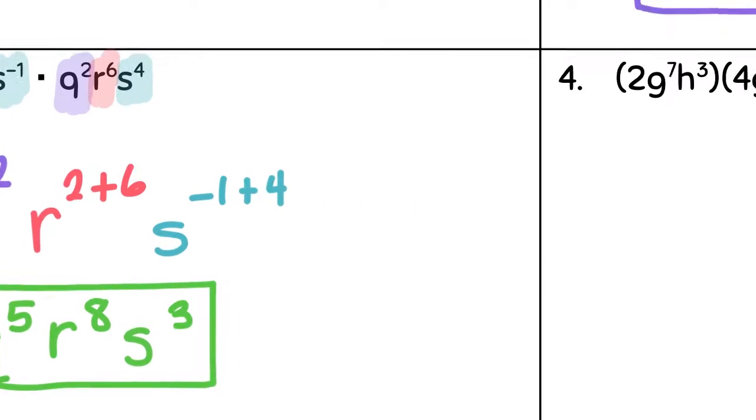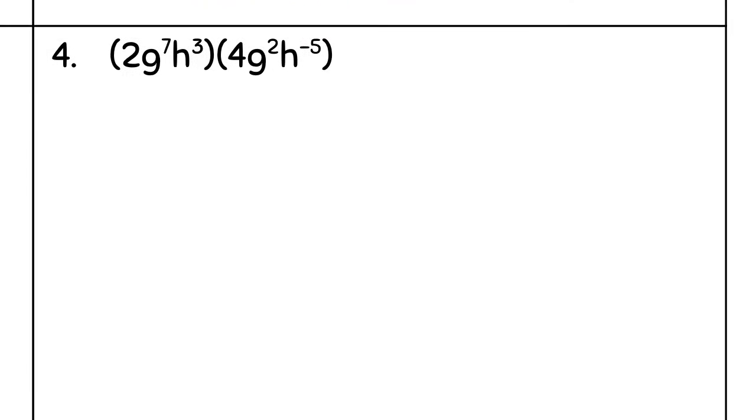Okay, let's move on to our next problem. So I have 2g to the 7th h to the 3rd times 4g to the 2nd h to the negative 5th. So starting with the coefficients.